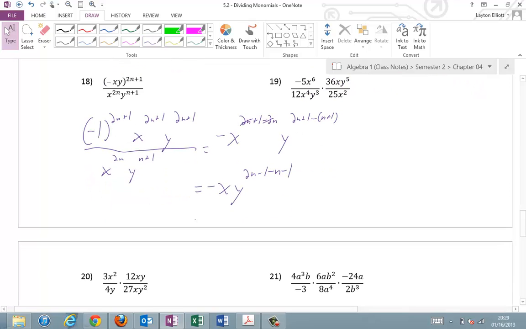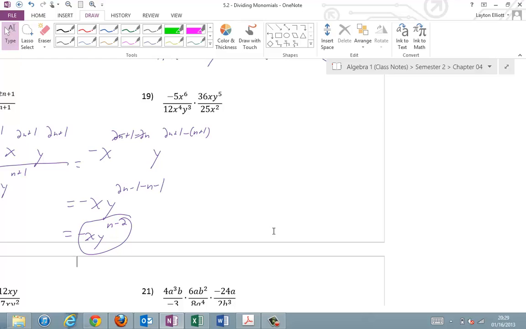Distribute the negative. Some of you guys didn't do that on the quiz. You didn't distribute the negative first. So let's just take a step, and now I'm left with negative x, y. The 2n minus n is n. 1 minus 1 is negative 2 ... and that's what we're left with.